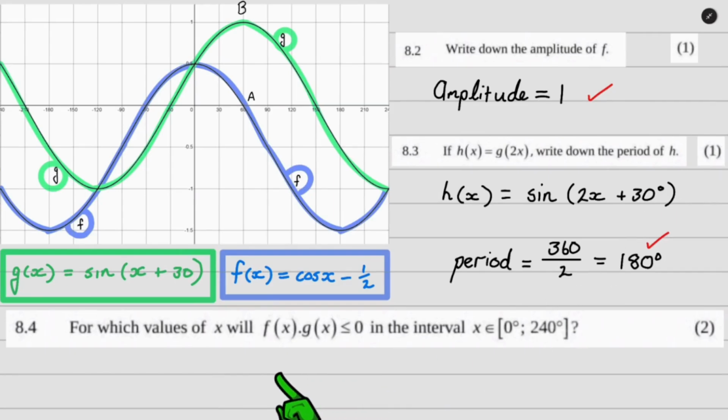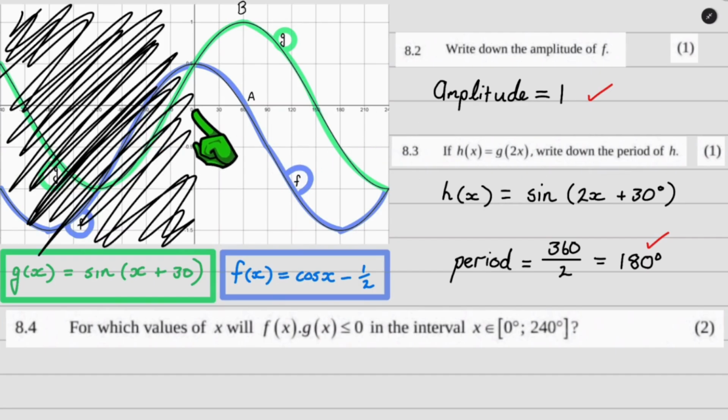8.4, we've got our challenge round. For which values of x will f of x times g of x be less than or equal to 0 in the interval from 0 to 240? So I'm only doing 0 to 240, so I'm going to ignore this side of the graph. Let's get rid of it for now. So we're only going to be doing 0 to 240.